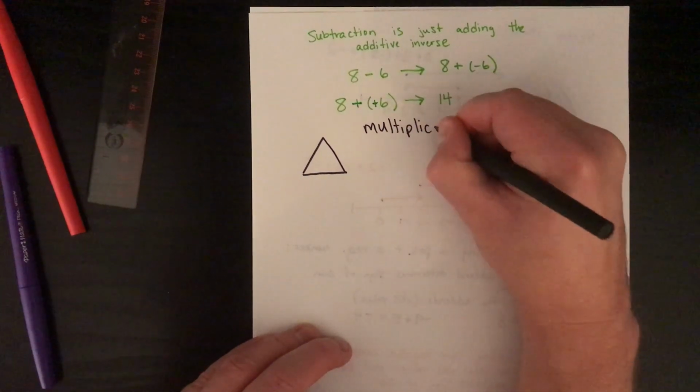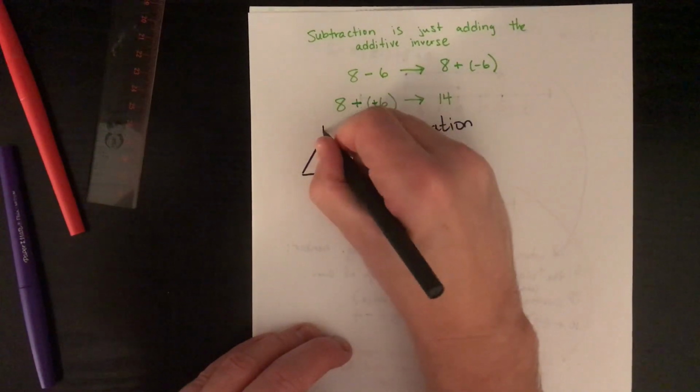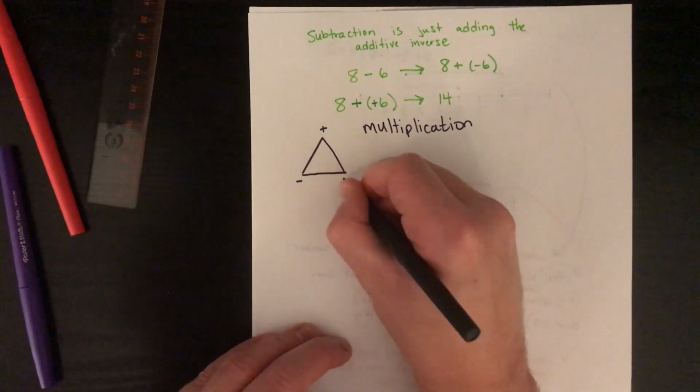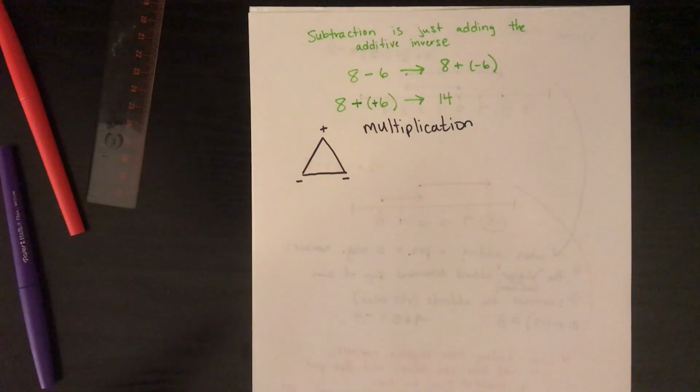Let me write multiplication here. And we would put a plus sign at this triangle and negative signs down here at the bottom. And the idea with this triangle is that if you're multiplying two numbers, you just cover up the two signs of the things you have, and then the one that you can still see is what the answer must be.